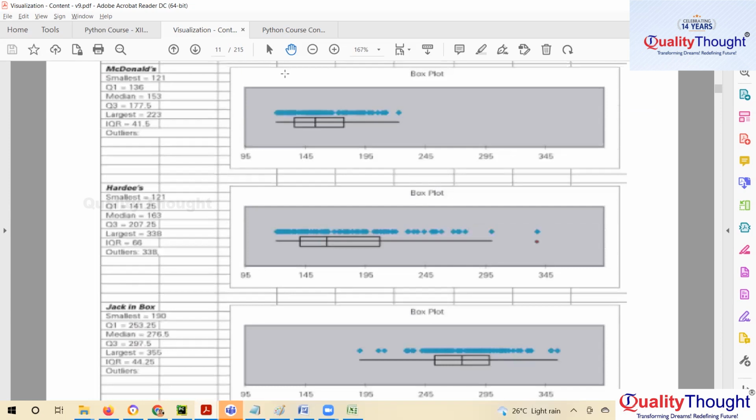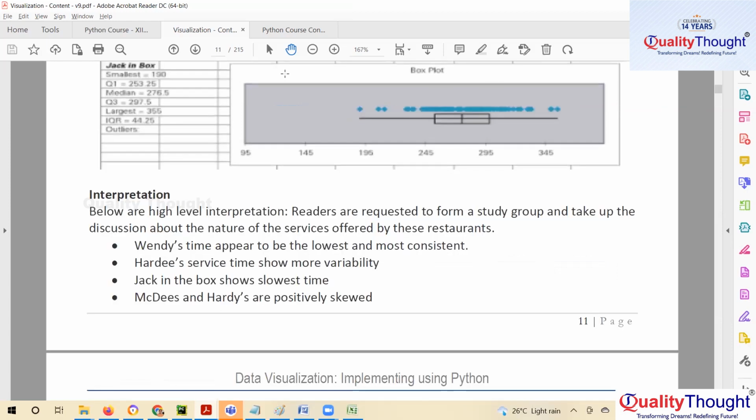Jack in the Box is really very good. They're starting very late, it seems. That means, you know what? They may not be preparing fast food. The Jack in the Box may not be really doing fast food. They might be making chapati or rice, something. That's why it's taking more than others. So that's how we look at this box plot.